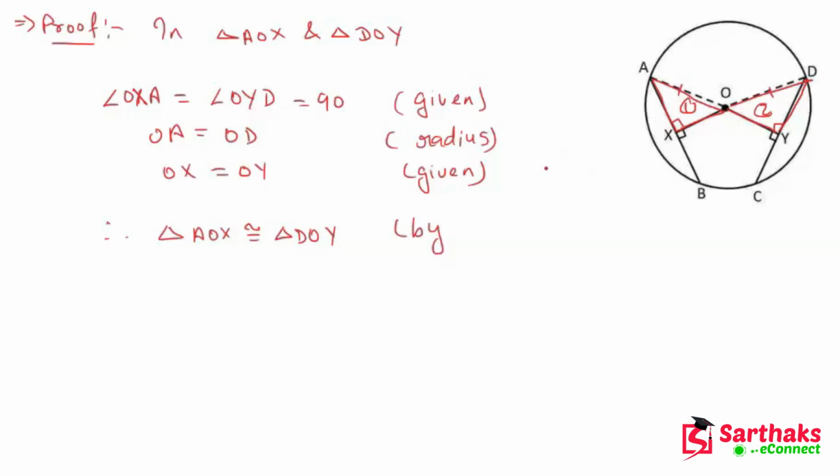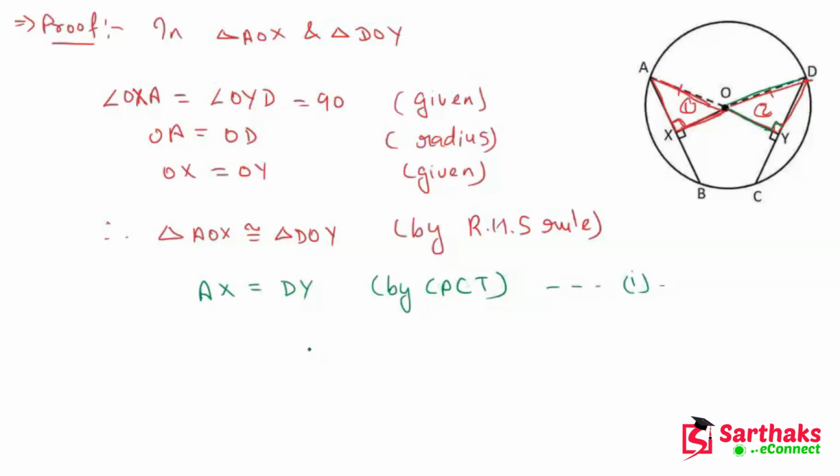By which rule? Again, here is one right angle, one hypotenuse and one side. Similarly, here is one right angle, one hypotenuse and one side. So we can say that these two triangles are congruent by RHS rule. So we can write AX is equal to DY by CPCT. Now let's suppose this is equation number 1.